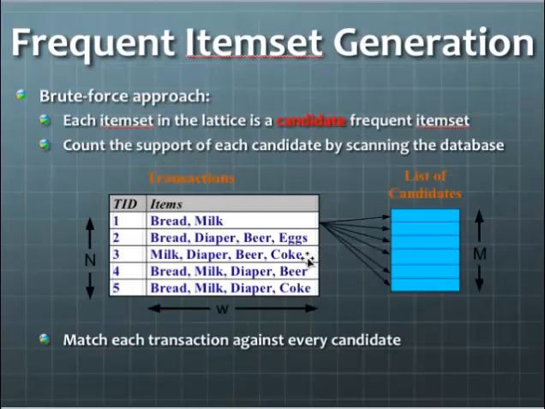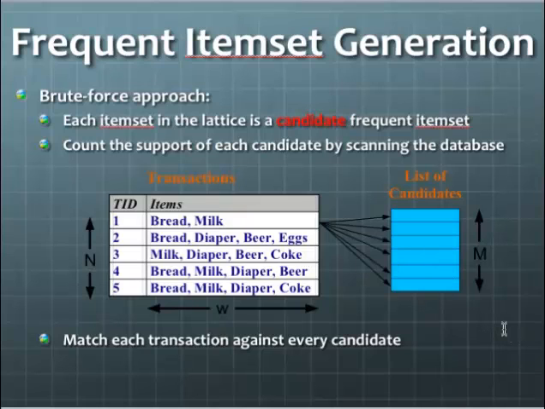We usually use a brute force approach for finding frequent item sets, which is to determine the support count for every candidate item set in the lattice structure. To do this, we need to compare each candidate against every transaction, as shown in this figure.